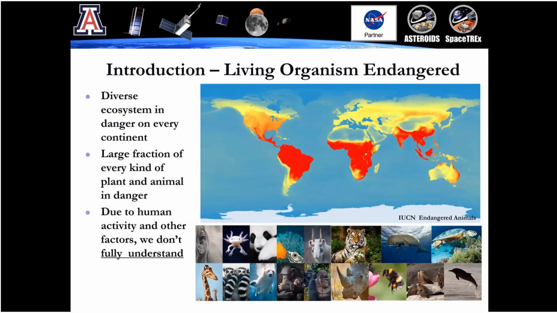So as an introduction, there are many living organisms that are seriously endangered. Our diverse ecosystem is in danger on every major continent, as you can see from here. Large fractions of every kind of plants and animals are endangered. And due to human activity and other factors that we don't fully understand, there's been rapid losses over the last few decades.